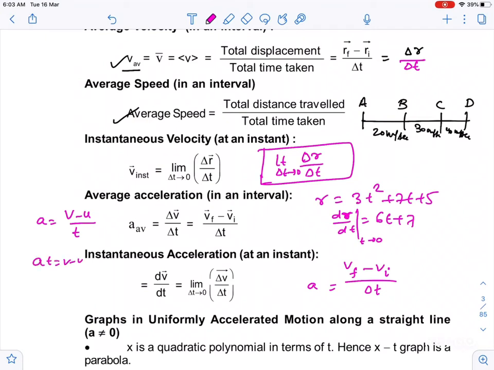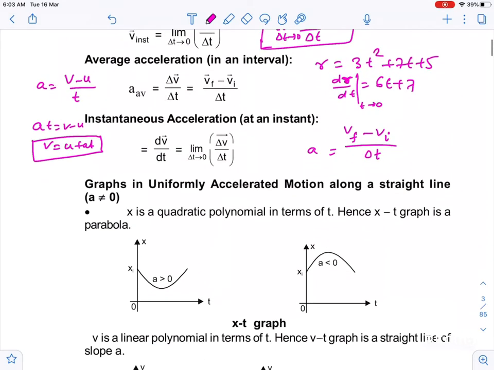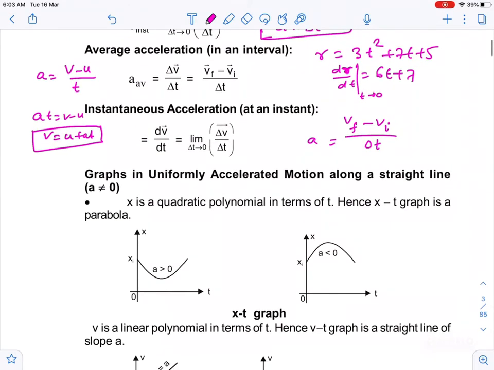So you can write a into t is equal to v minus u, and from here v is equal to u plus at. This you have to keep in mind. Then guys, instantaneous acceleration, they can ask these things also. Limit t tends to 0, delta v by delta t. Now some graphs are important; if you understand this nature, you will be able to solve some questions.